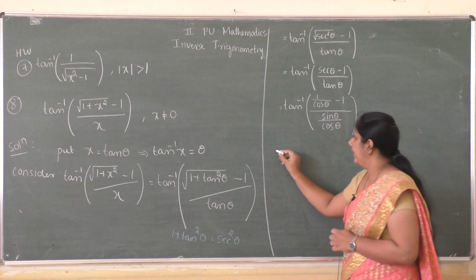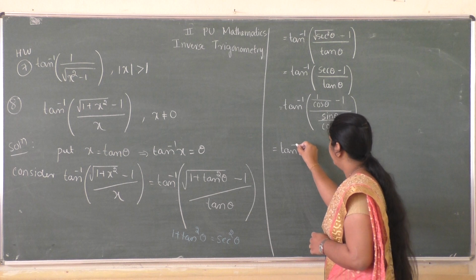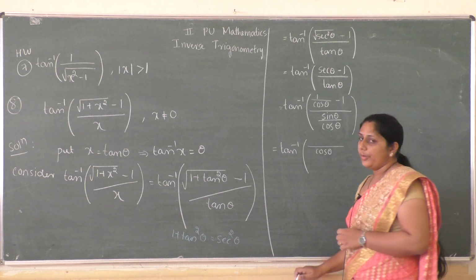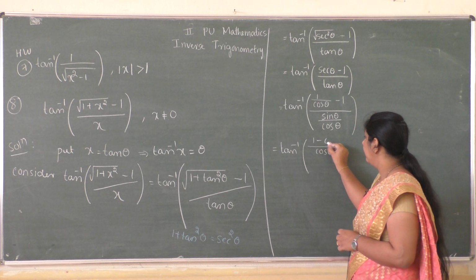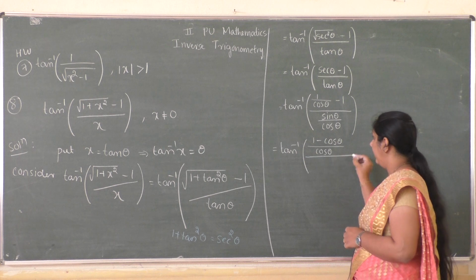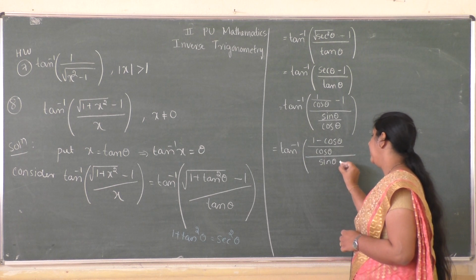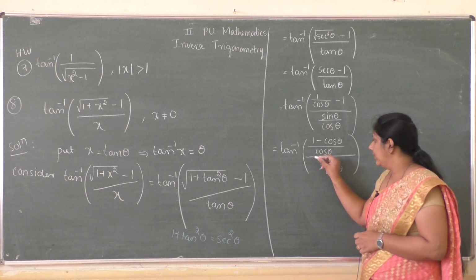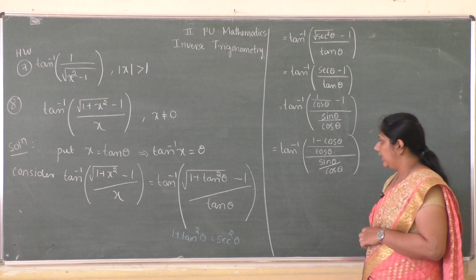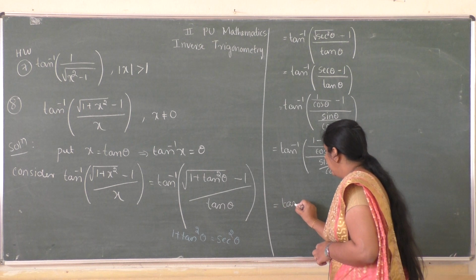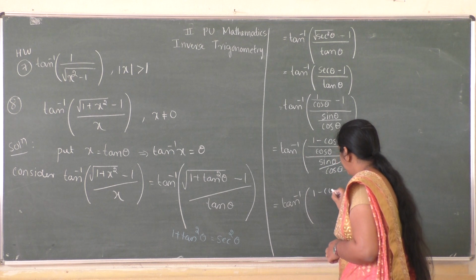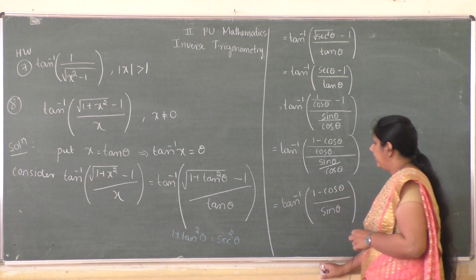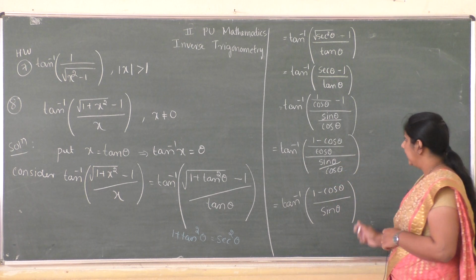Now simplify the numerator. It is tan inverse of, the common denominator in the numerator is cos theta. So the numerator is 1 minus cos theta, divided by, the denominator term will be sin theta by cos theta. Now this cos theta is cancelled with this cos theta. What are the remaining terms? Tan inverse of 1 minus cos theta by sin theta.